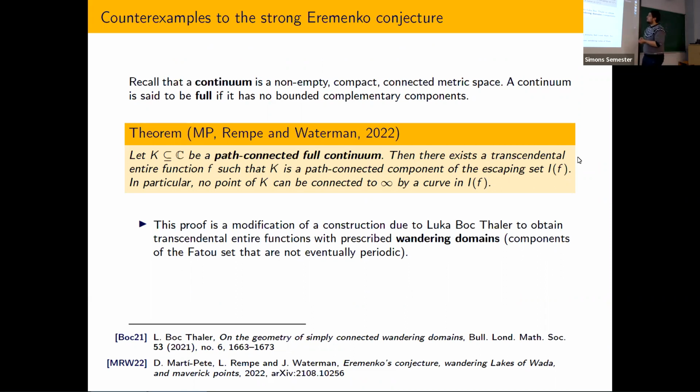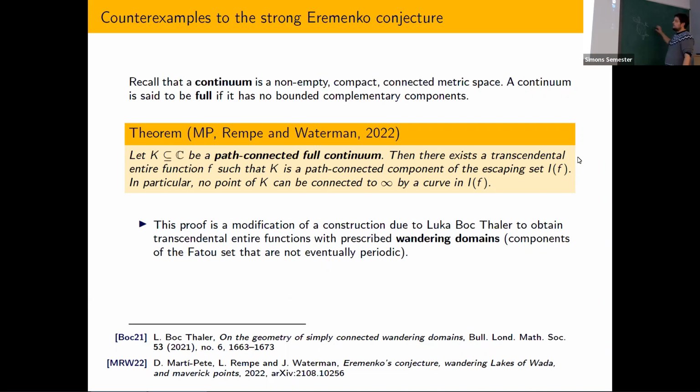So first, let's recall that a continuum is a non-empty, compact, connected metric space. And we say that it is full if it has no bounded complementary components. Okay? So a version of our result is, if you have a path connected full continuum, you could have in mind something like this. You can think that this is the set K, right? Path connected full continuum.